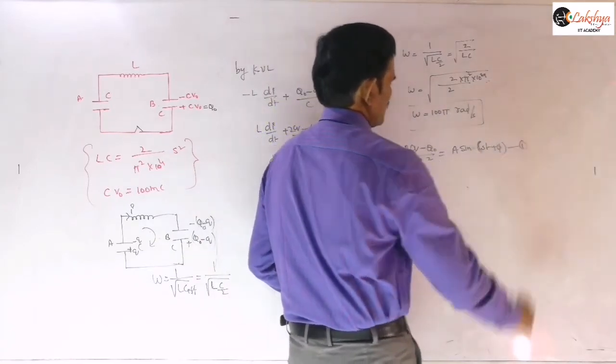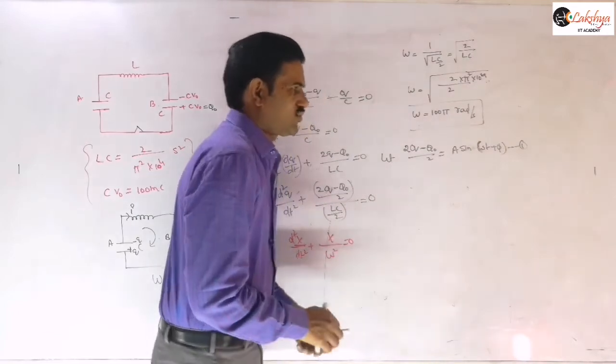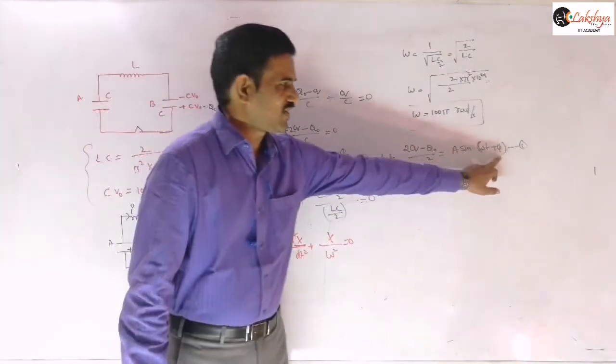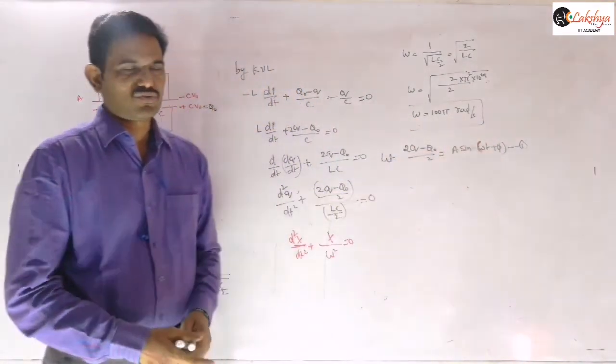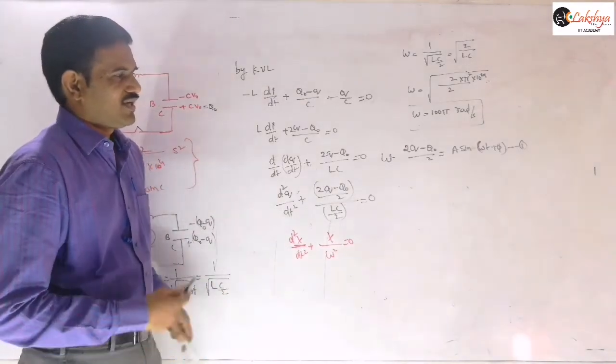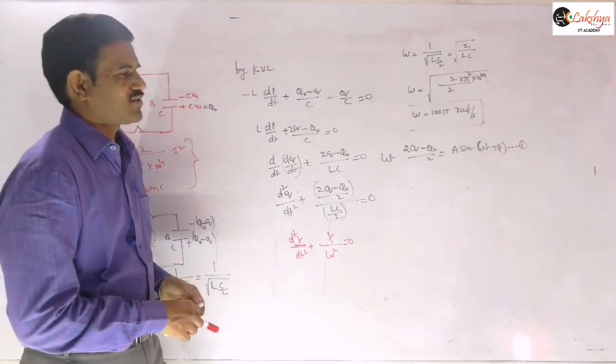So let's suppose this is our equation. Now in this equation two unknowns are there here. One unknown is this phi, and the other unknown is this amplitude. So you can substitute those unknowns from our initial conditions, and from initial conditions we can write.